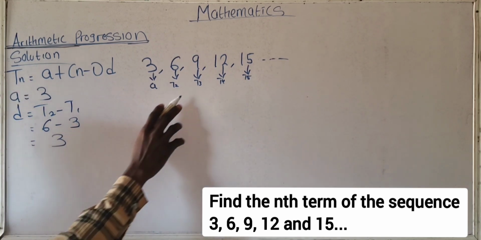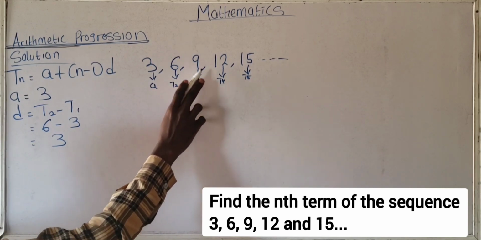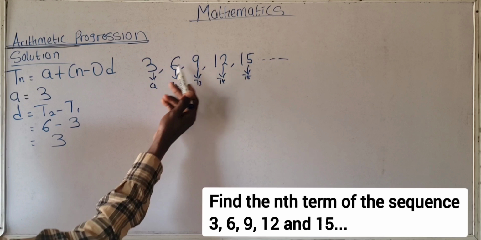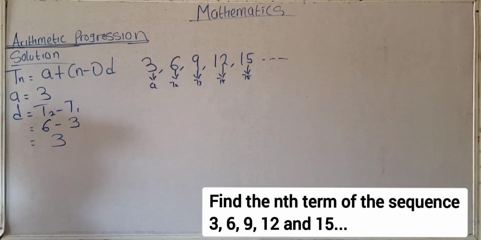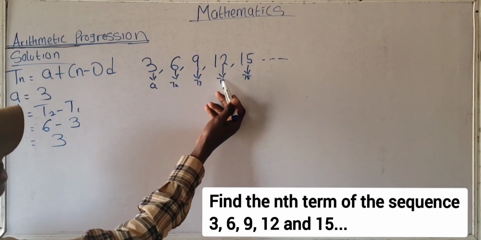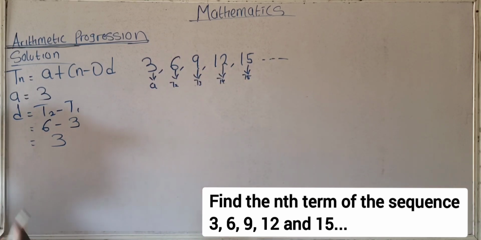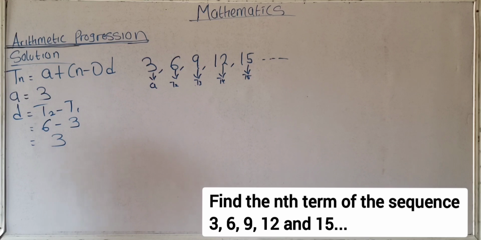You can also choose any of these. You can choose T3 and T2, just say 9 minus 6. That will be 3 as well. And you can also choose T4 and T3. That will be T4 minus T3, that is 12 minus 9. That is also 3. Provided that the terms you choose are successive, you are still going to get the same common difference.